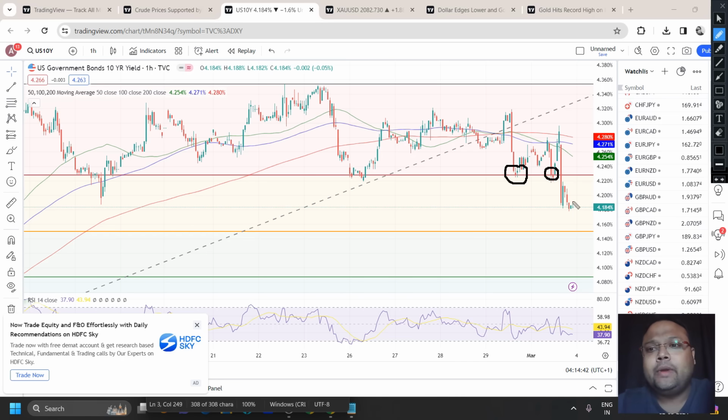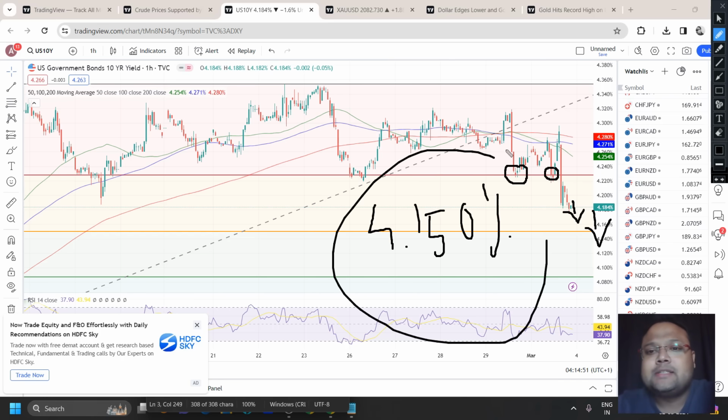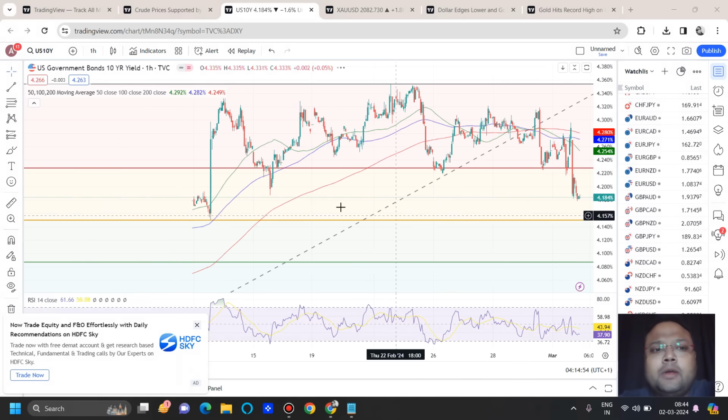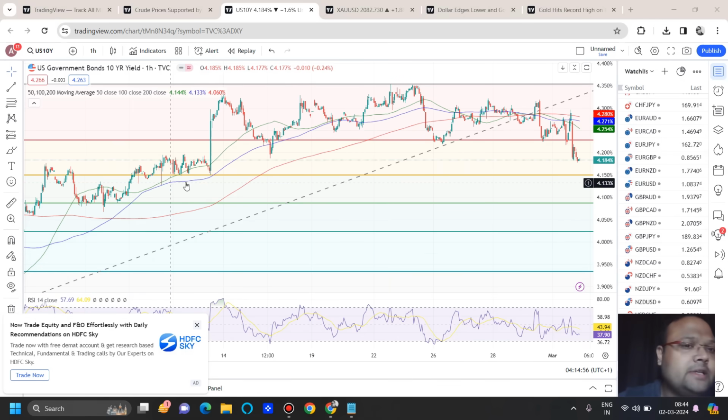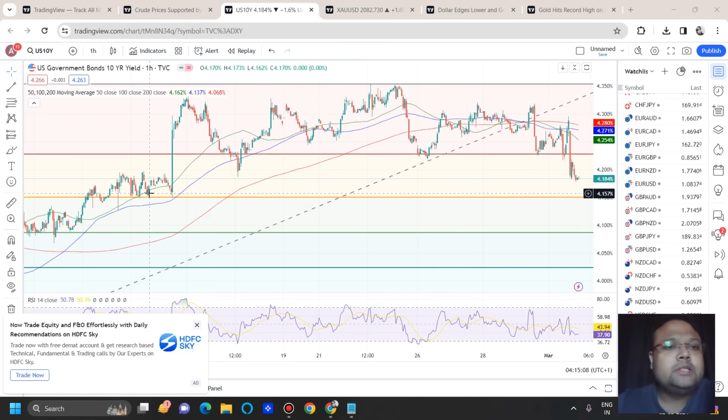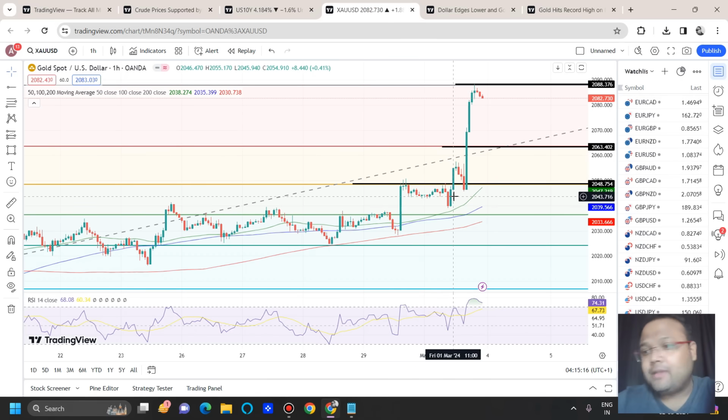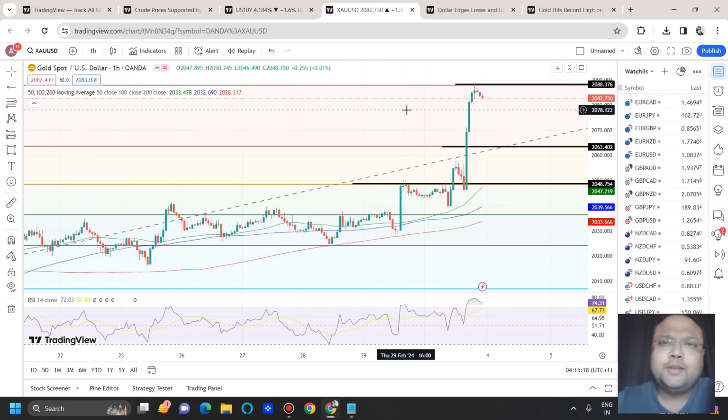On Monday, we can expect further continuation of the downside, and the next support is around 4.150%. This is the next support on the chart of US government bonds because of previous support around this area as well as the FIBO 38.2% retracement level. Heading towards the next support means further weakness on the chart of US government bonds. And if that happens, then obviously gold will be flying high. Gold will be heading towards the 2100, 2150 level.